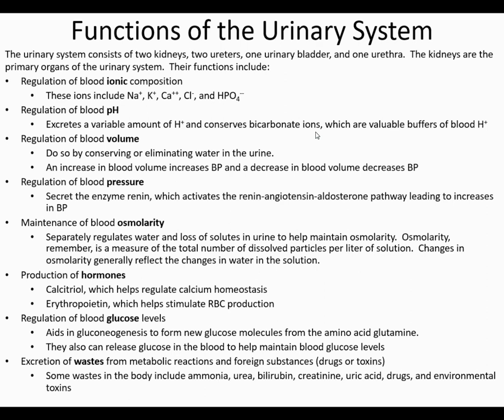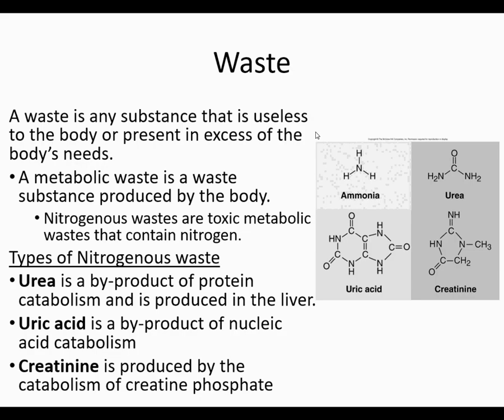And then excretion of waste, which we're going to talk more about here on the next page. Wastes are formed from metabolic reactions and can be foreign substances like drugs or toxins that we must get out of our body. It includes things like ammonia, urea, bilirubin, creatinine, uric acid, various drugs, and environmental toxins. Let's talk more about these wastes.